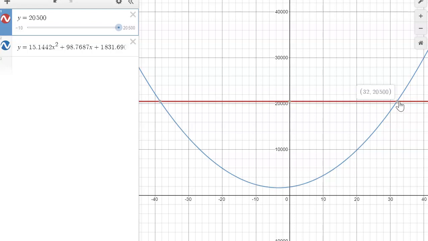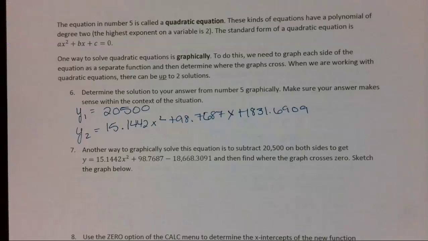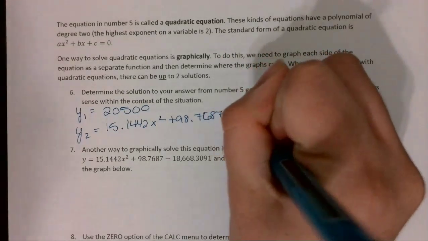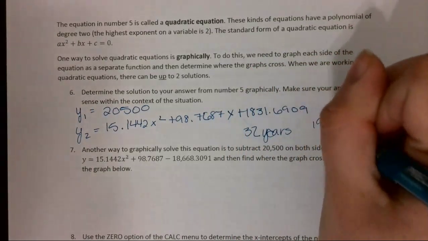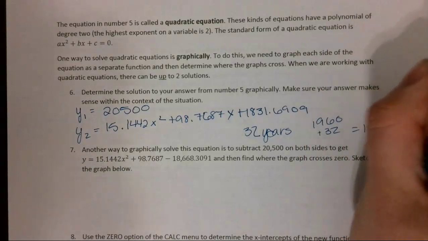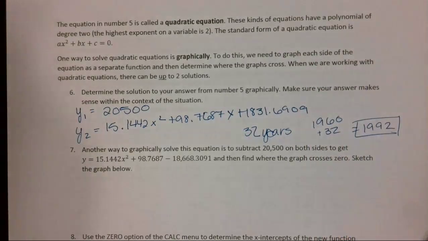So, looking at this and considering the problem we were working on, the years that worked for this problem were 0 to 40. So I only care about the right side of this graph. This side doesn't make sense because I can't say 38 years before 1960 people were making money. That's not quite how it works. So if I go back over here, my answer that makes sense is 32 years. So what I have to do is add back to 1960, which gives me 1992. Okay, that's the year I was born.